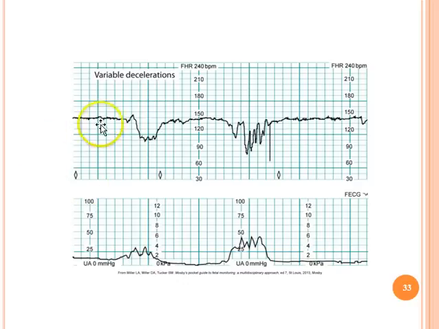Again, this is just another illustration of what a variable deceleration looks like. So that's like a U or a V, and then I guess this is like an extended W, but that's a variable deceleration. Variable decelerations are caused by cord compression.